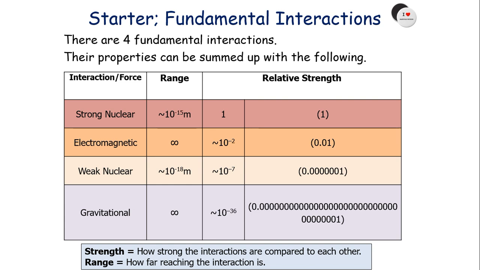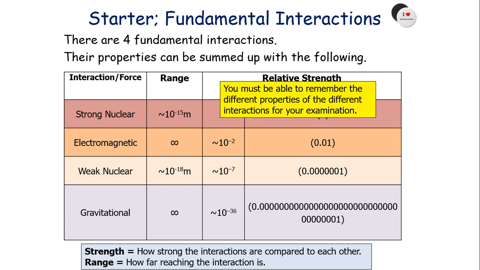Now, we can sum up their properties with the following information. The maximum range of the strong nuclear interaction is about 10 to the minus 15 meters, but it's extremely strong. The electromagnetic interaction has a range of infinity, but is about 100 times weaker than the strong nuclear interaction. The weak nuclear interaction only works over a range of about 10 to the minus 18 meters, and is about 10 million times weaker than the strong nuclear interaction. And finally, you've got the gravitational interaction, which has an infinite range, but is an extremely weak interaction. You've got to remember these different properties of interactions for your examination.